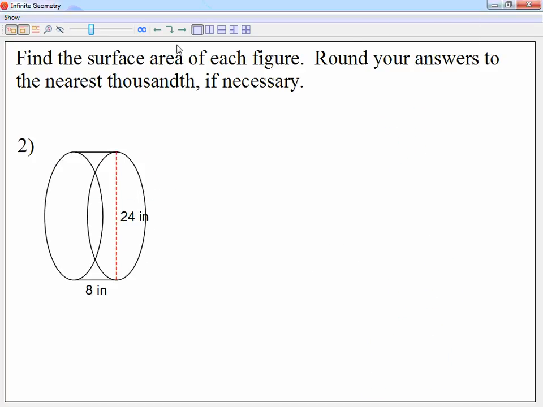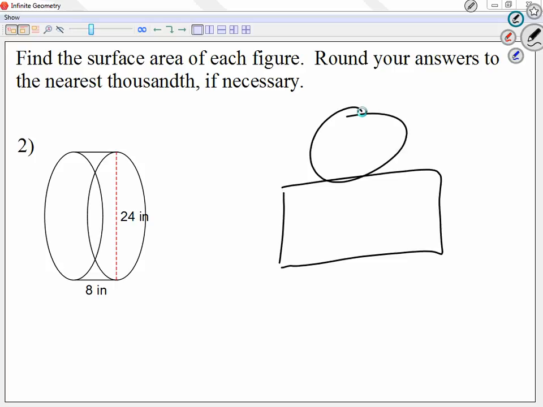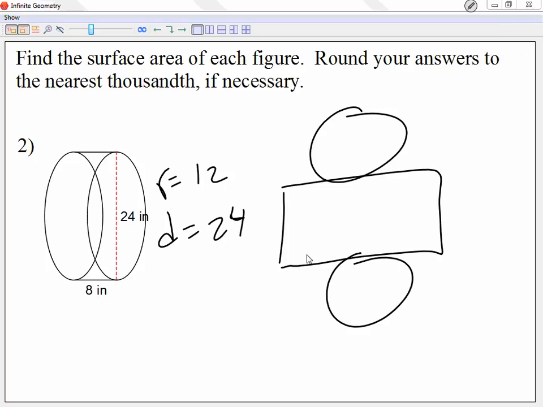All right, looking at question number 2, let me do a big rectangle and 2 bases. My bases are circles. For cylinders, I need both radius and diameter. I'm given the diameter, which is 24. So that means my radius is 12, because the radius is half of the diameter. So for the rectangle, I'm going to use diameter. I'm going to say 24 pi. Right, I'm using the diameter.